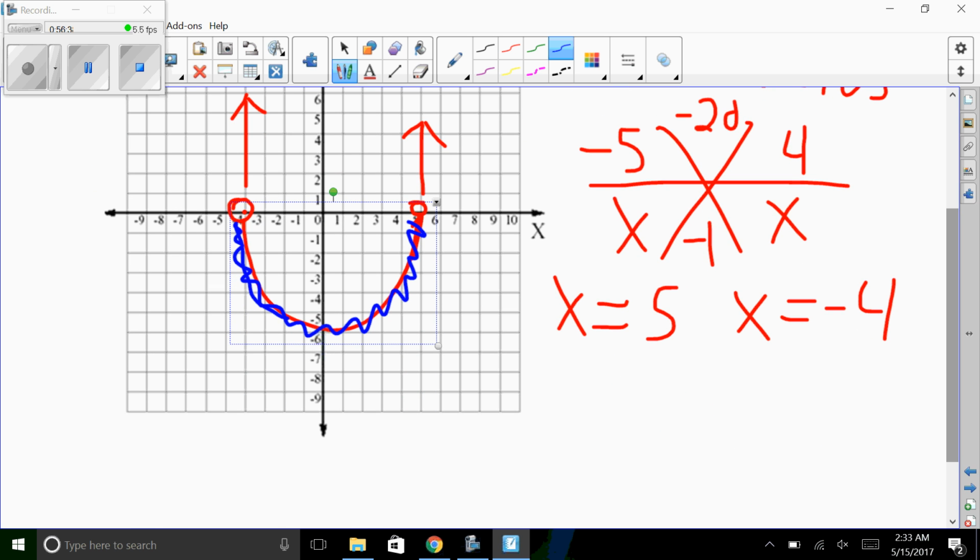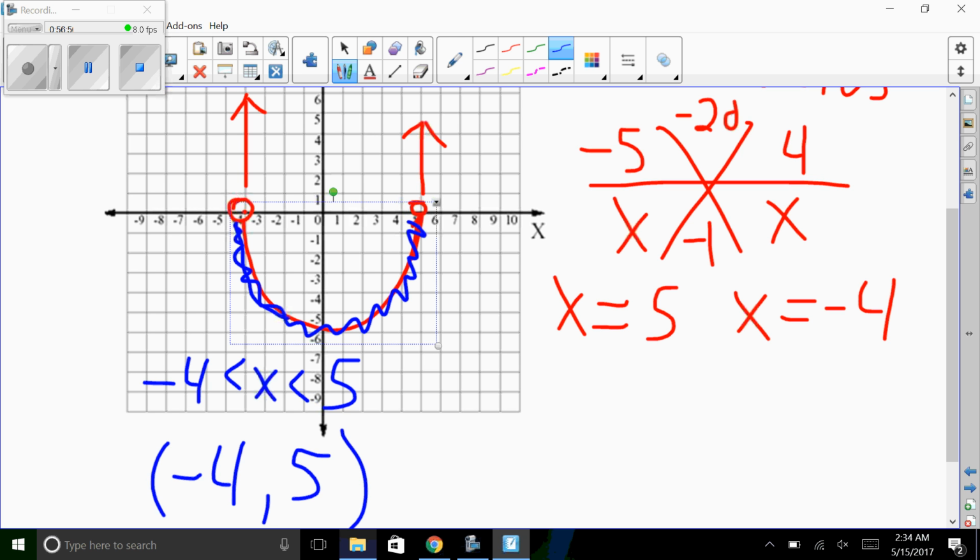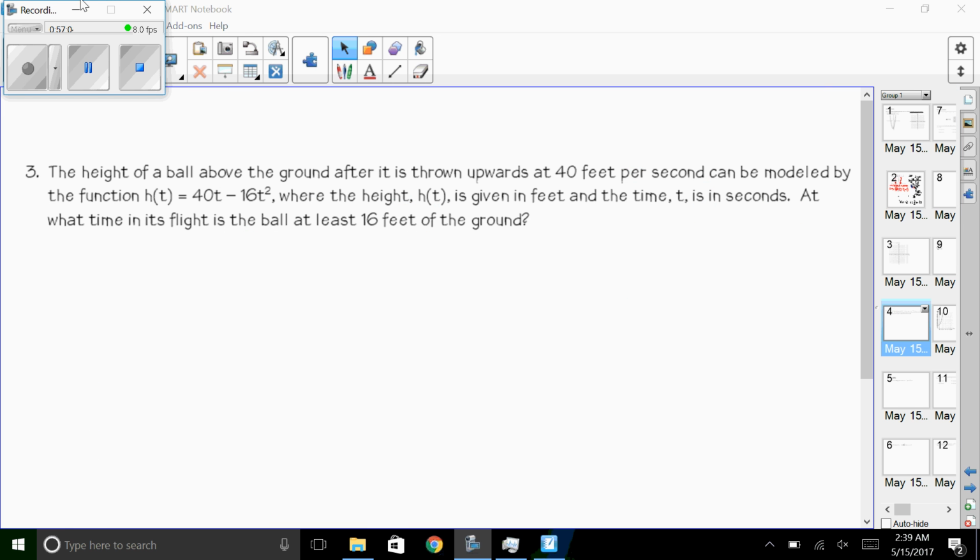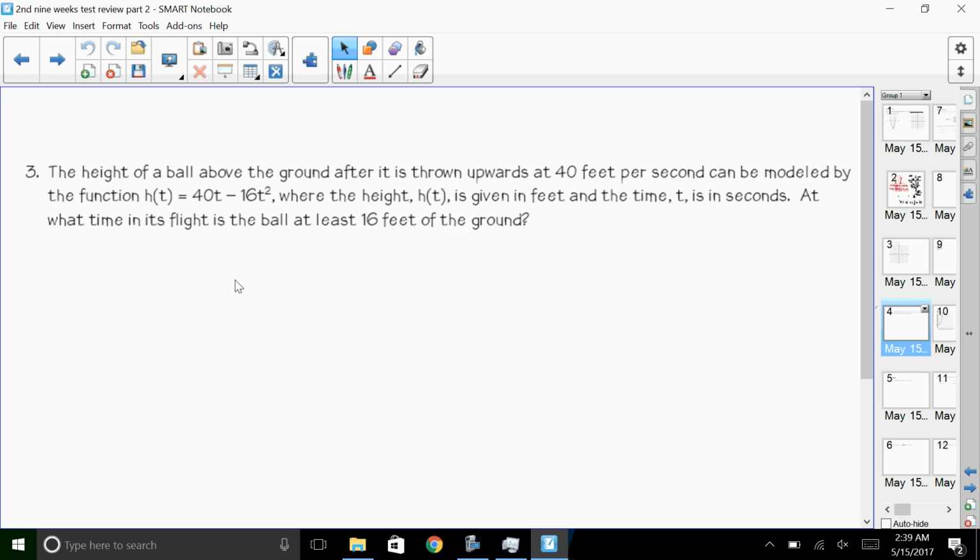So how do I write that in inequality notation? Well, from left to right, it goes from negative 4 less than x less than 5. Open circles do not need equal to signs. Alright, and then interval notation, numbers in the same order, you just use parentheses. Alright, so those are your two answers. Okay, let's move on to number 3.